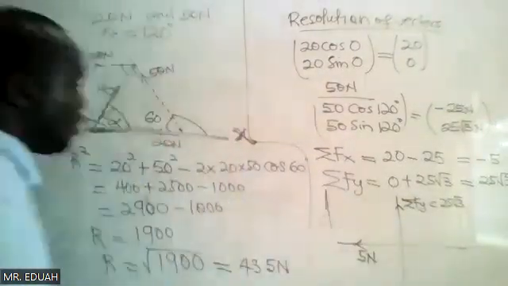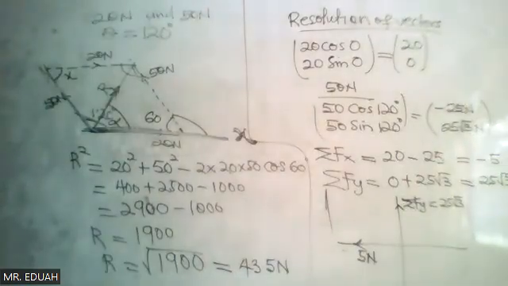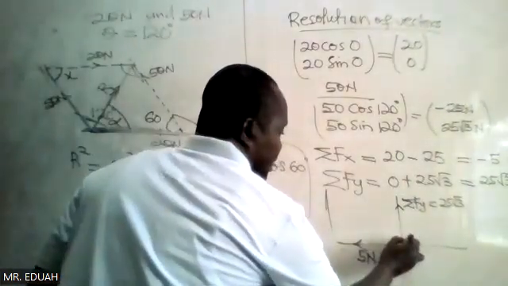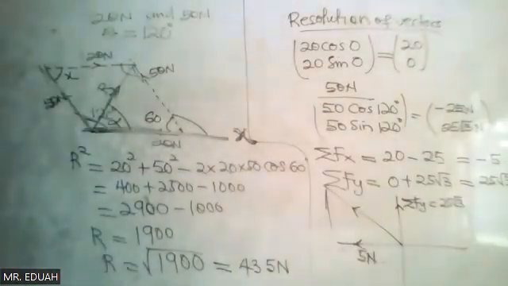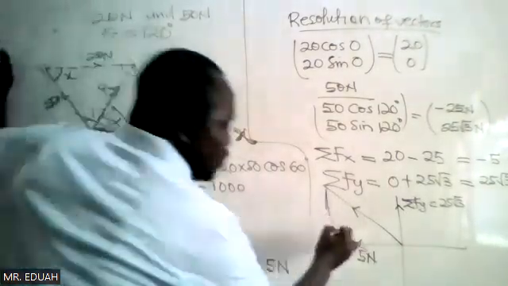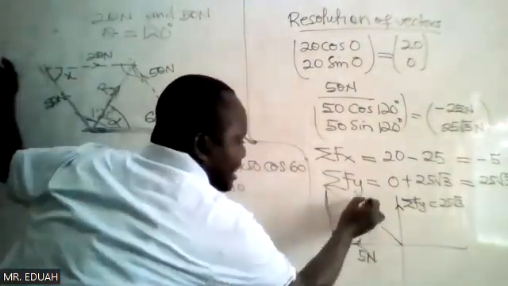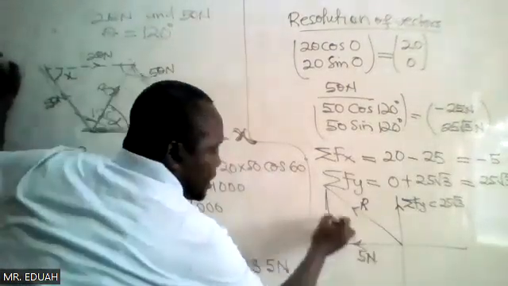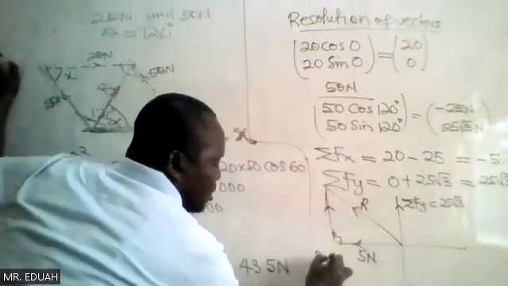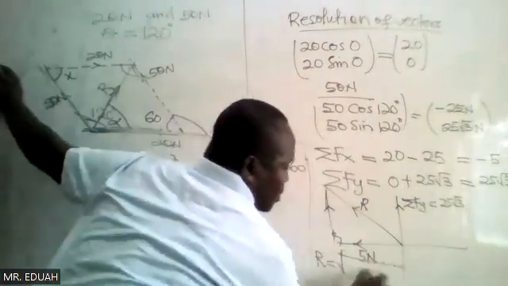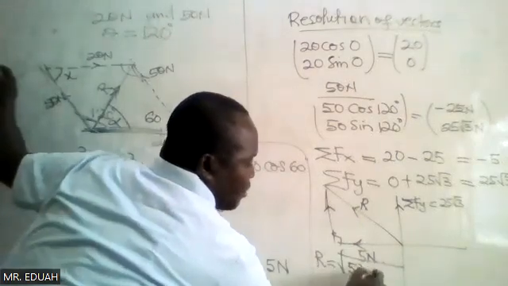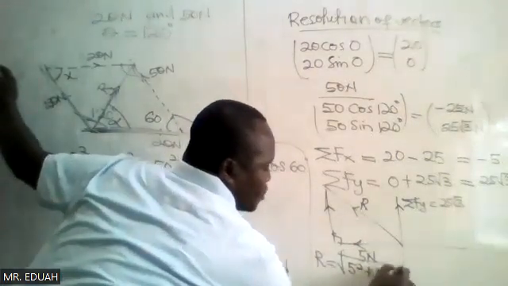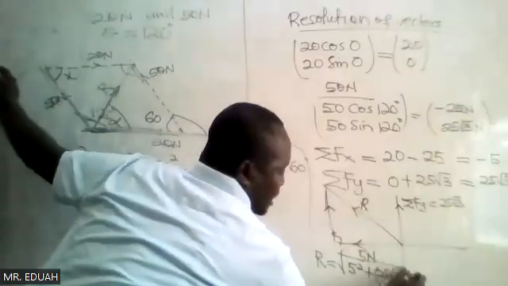So when you draw an equal vector, you realize that the resultant will be along the diagonal. So using Pythagoras theorem, we can find the resultant. R will be equal to the square root of 5 squared plus 25 root of 3 all squared.